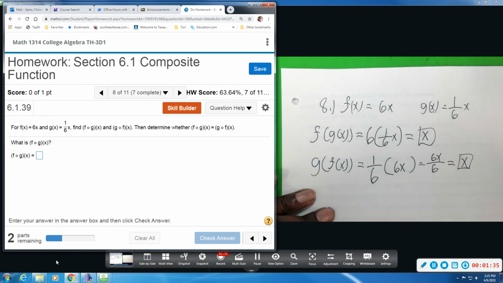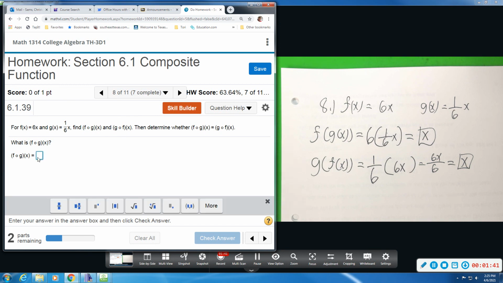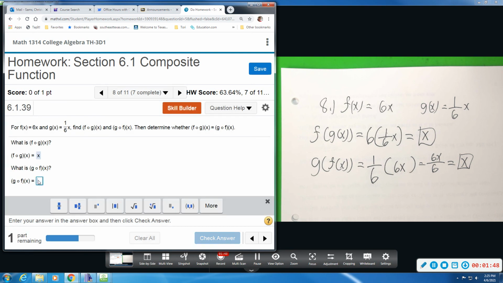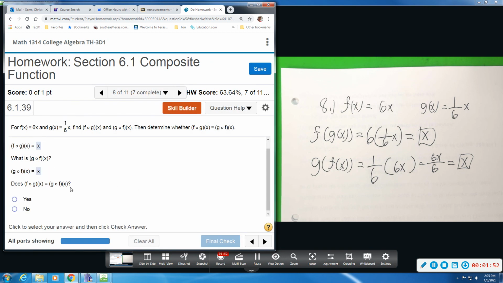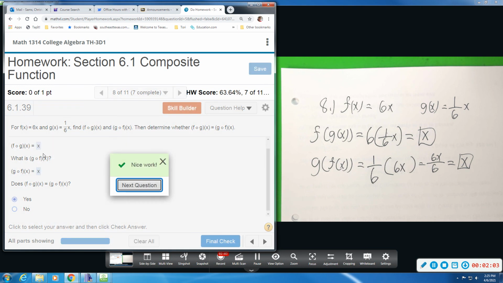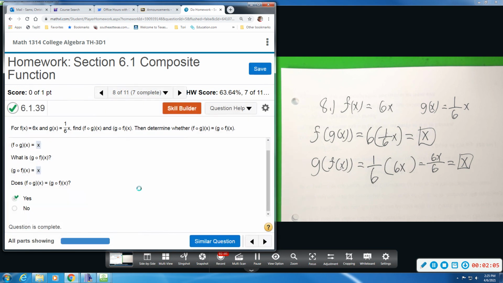And they're both equal to x. So yes, those two are equal. So f of g of x equals x, and then g of f of x also equals x. Whenever, I do believe the term, whenever they come out to be the same, these are inverses of each other. F and g of x are inverses.